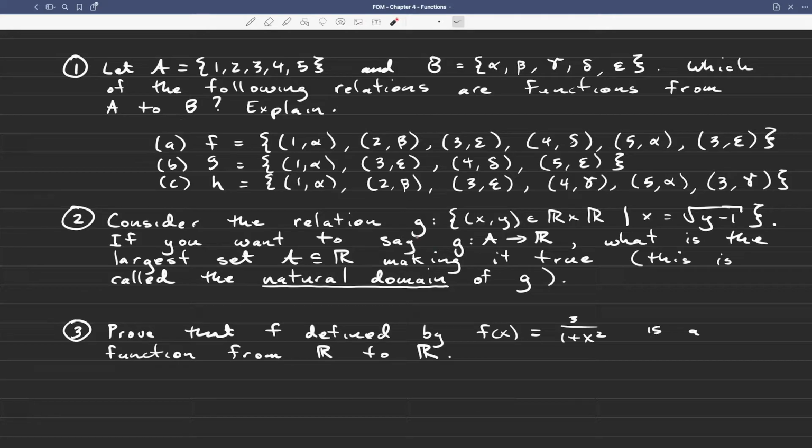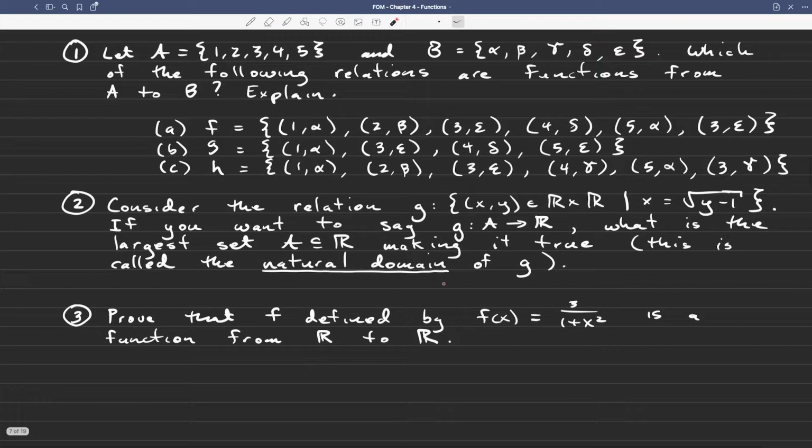Next, we have a relation, G, defined using set builder notation, and we want to talk about using this notation, G colon A arrow R, and then we want to know what is the biggest set A in the reals that would make this statement true, that G is a function from A to R. And the biggest subset A of the reals that you can find that makes G a function from A to R is called the natural domain of G. So basically I want you to find the natural domain of that function.